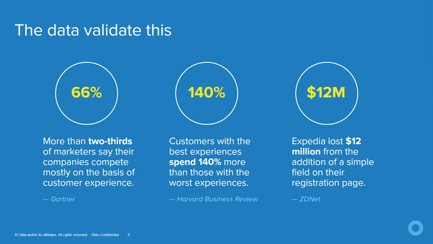And third, it's one example among many, but this example of Expedia highlights the fact that customer experience, even at the registration page, right, a simple field on the registration page has a huge impact, not only on the customer experience, but also in terms of financials. And according to an article that you can find on ZDNet, Expedia lost 12 million just because they added a simple field that made the end users question to what extent it was the right registration page.